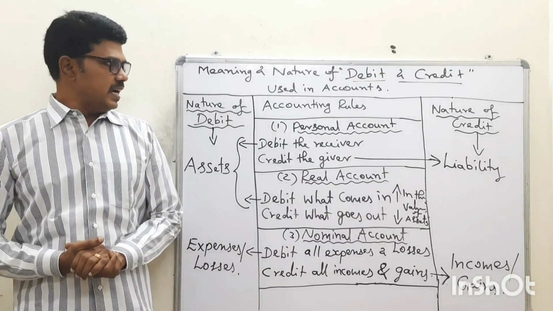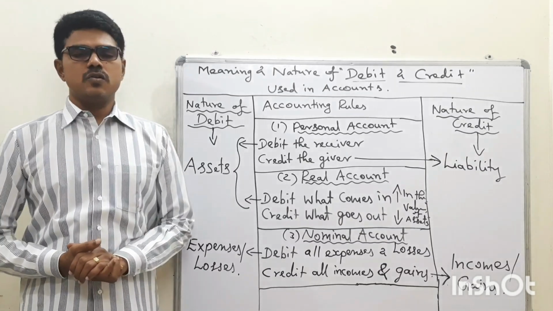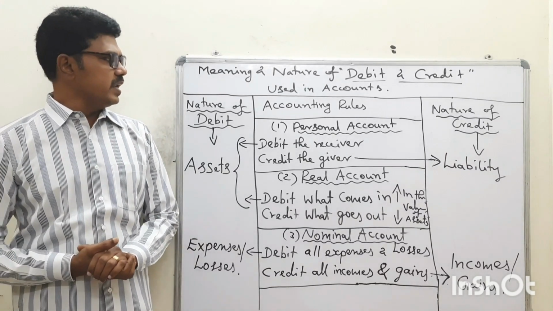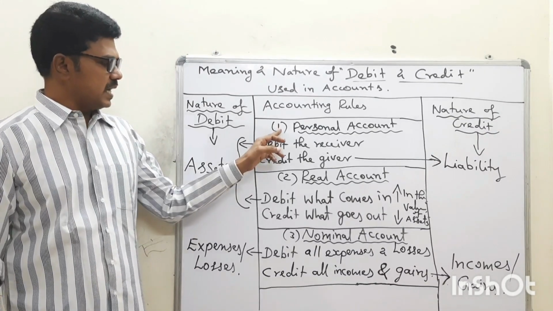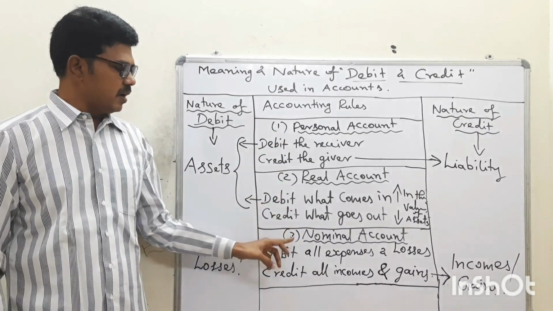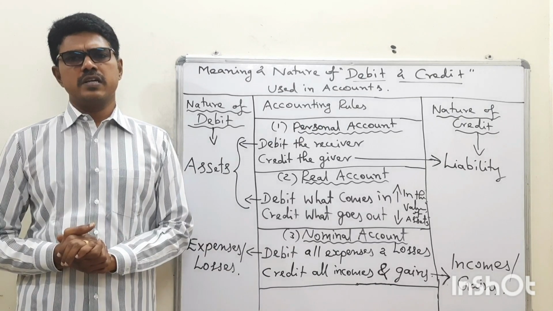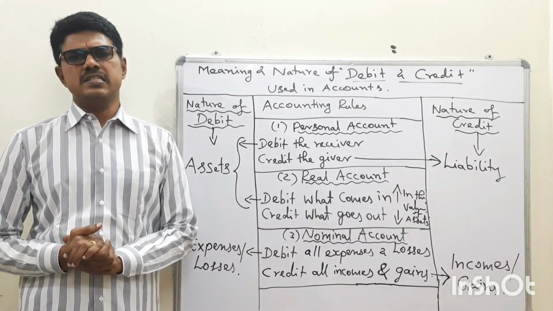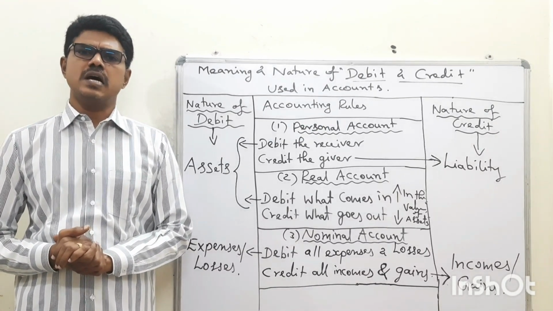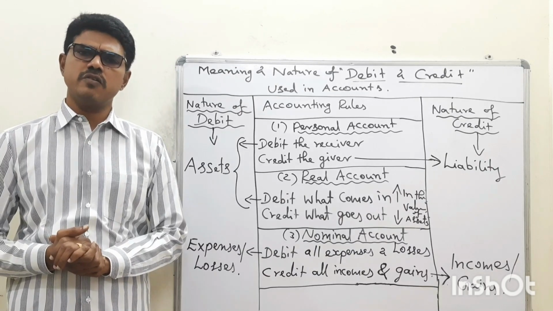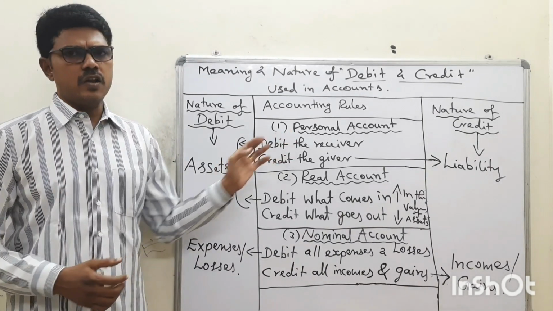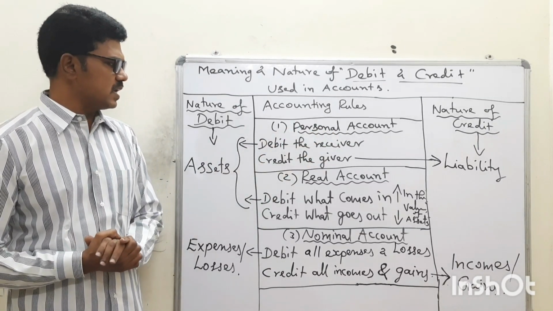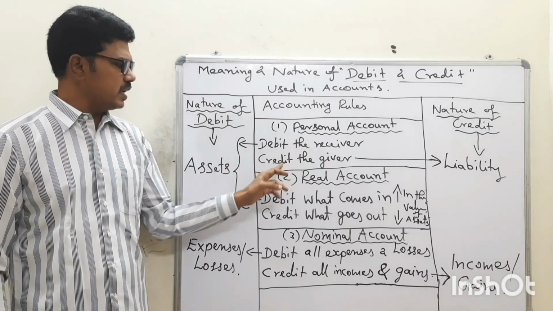There are three accounting rules or golden rules of accounting to understand the meaning of debit and credit. Let us see them one by one. Personal account, real account and nominal account. What is personal account? In any financial transactions in which individuals or organizations would have involved without any consideration, right? What is the meaning of our rule of personal account? What is the rule of personal account? Debit the receiver, credit the giver.